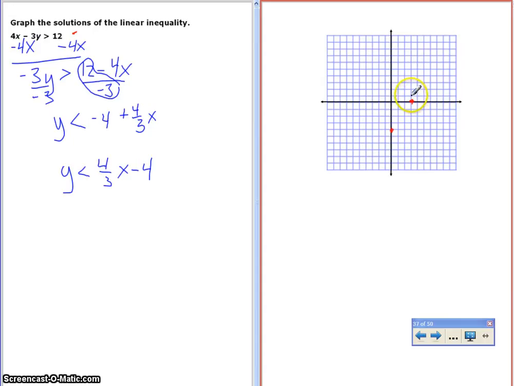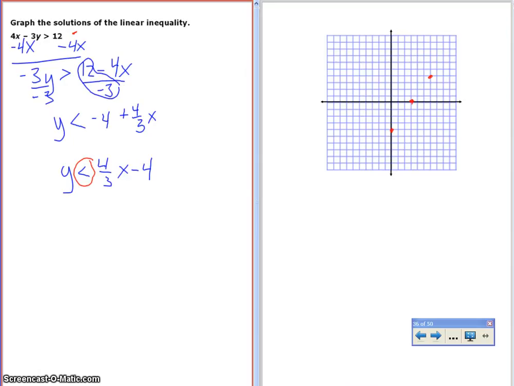And I'm going to do that one more time. 1, 2, 3, 4, 1, 2, 3. I notice that I have just a less than sign. So if I have just a less than sign, that means my line has to be a dashed line or a dotted line.